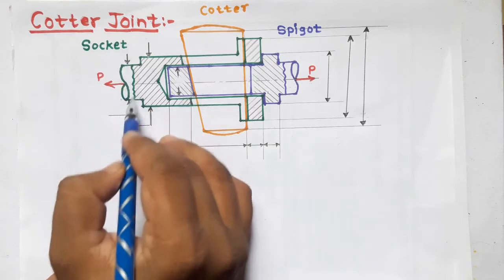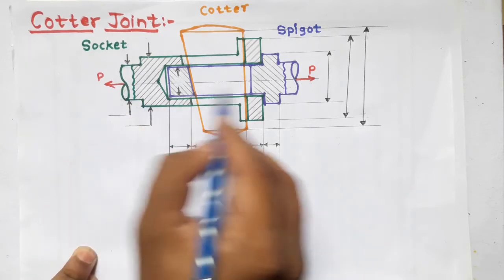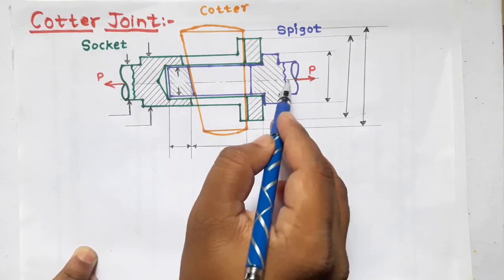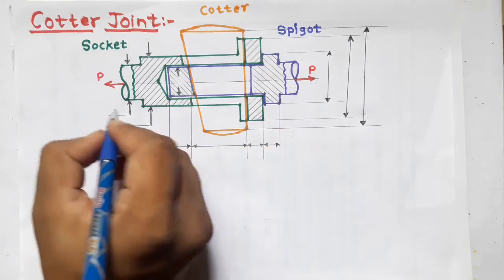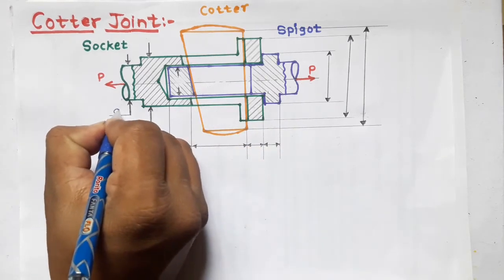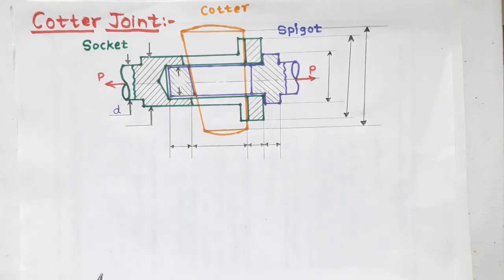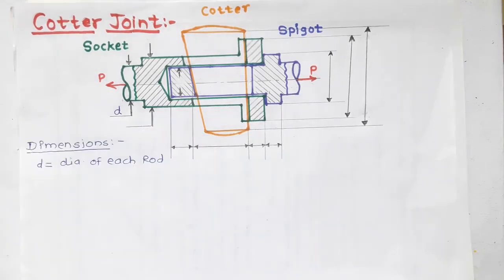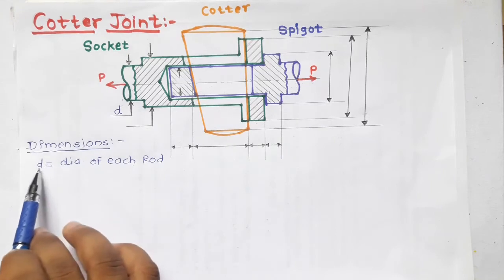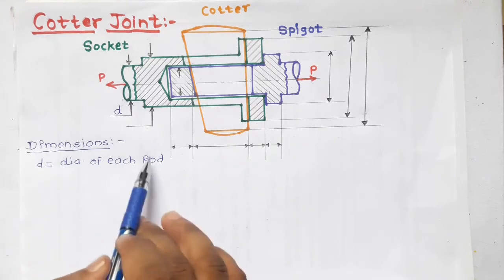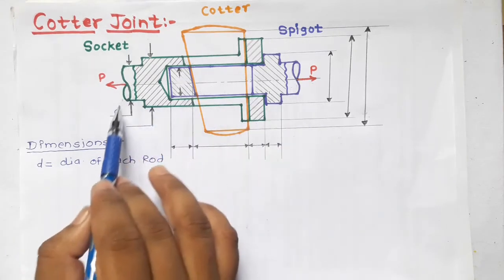So this is a rod, and both these rods, left side rod and right side rod, have the same diameter, which is denoted by small d. So small d is the diameter of both the rods. So let us write this. I have written here small d is equal to diameter of each rod. So diameter of both the rods is the same and it is small d.